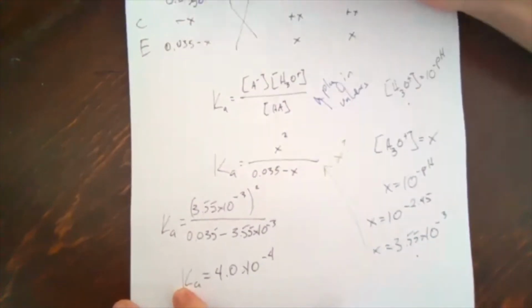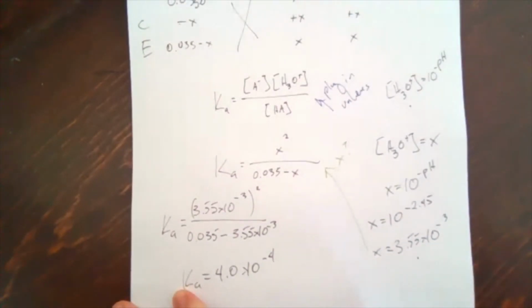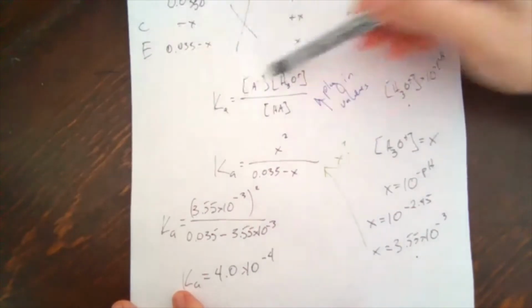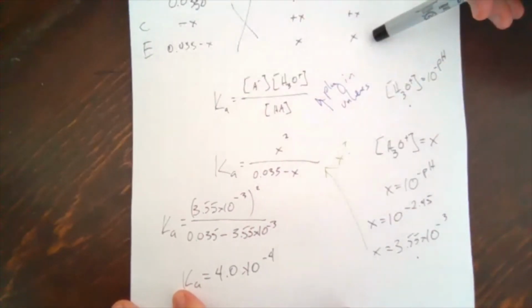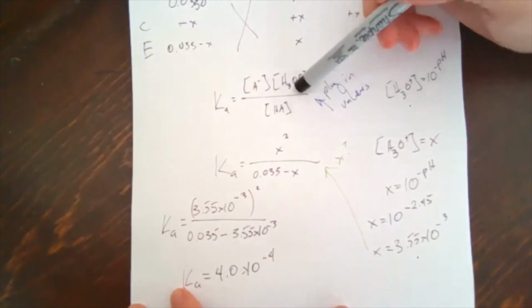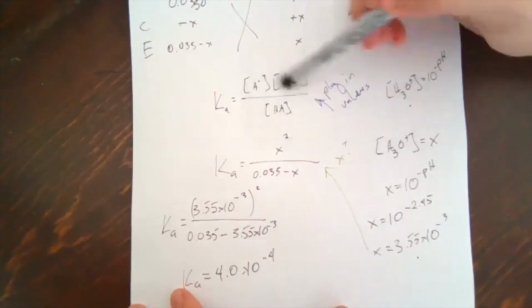And so we can use the fact that ice tables for acids all work out in the same way. It's the acid reacting with water to create the conjugate base and hydronium. And the values, kind of the algebraic setup, are all going to be relatively the same. And it's just a matter of then plugging in values on this side of the equation.